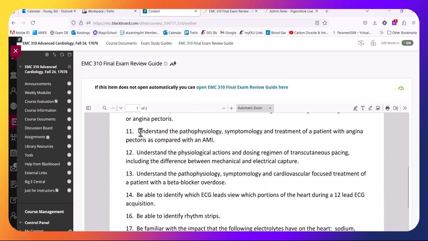Let's drop down under 11. Make sure that you know the differences and the similarities. Again, most of these questions about differences and similarities are going to hit really hard on the pathophysiology of the difference between a patient who's having angina and a patient that's having an MI. In reality, you and I may not be able to tell the difference, but what I do want you to know is the difference from a pathophysiological perspective.